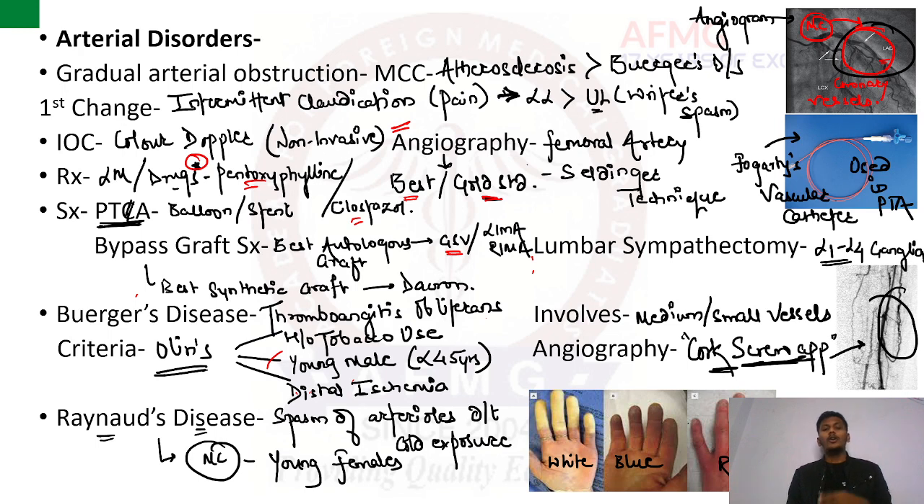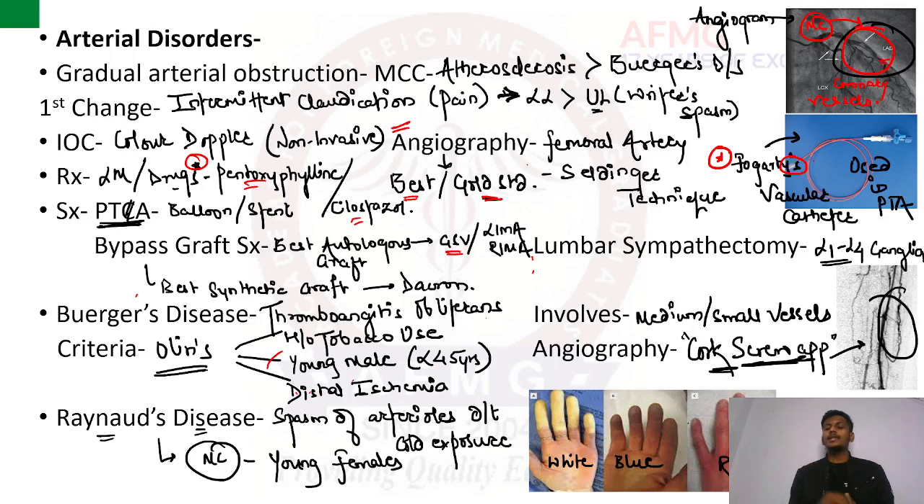Moving further now. But before moving further, you need to remember this instrument. What is this instrument? This is a Fogarty's vascular catheter. And this Fogarty's catheter is usually used in cases of PTA, percutaneous transluminal angioplasty. So whenever we need to perform a PTA, we can use this Fogarty's vascular catheter. Image is important. It has a balloon at its one end. You need to remember this.